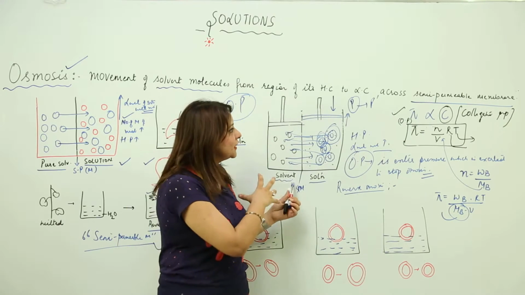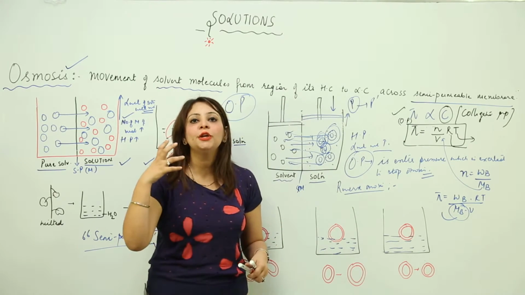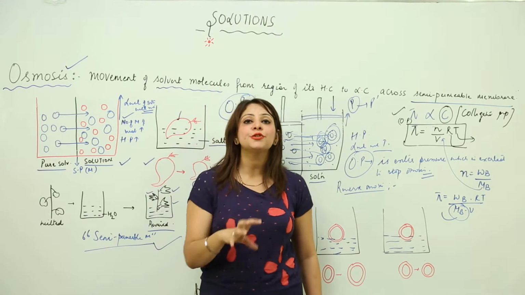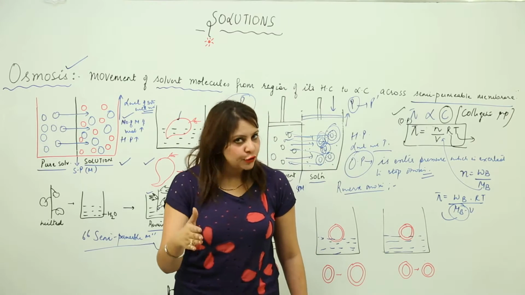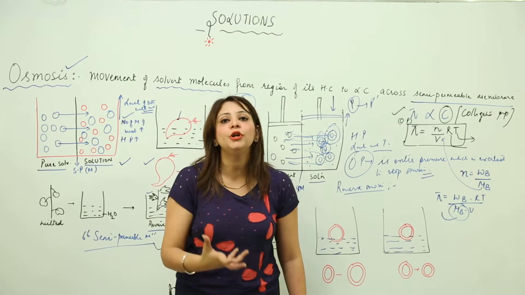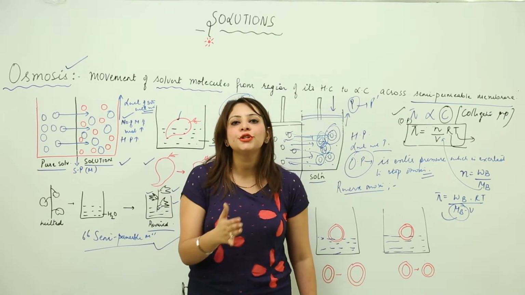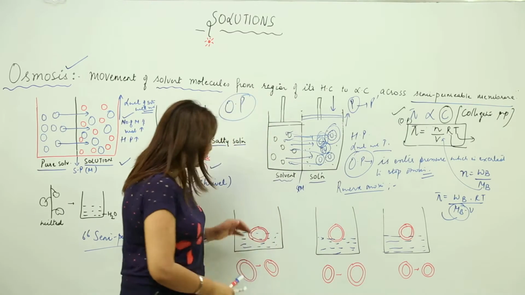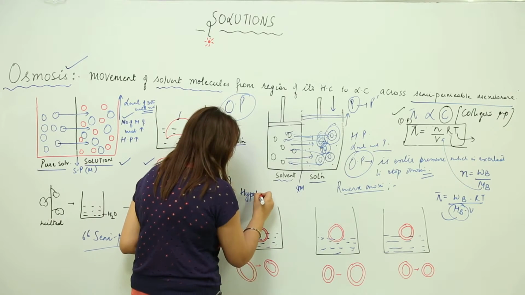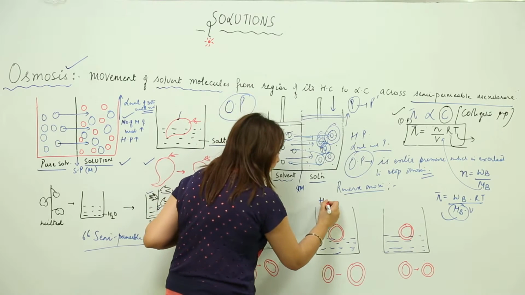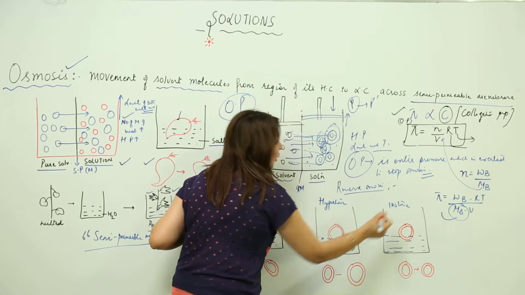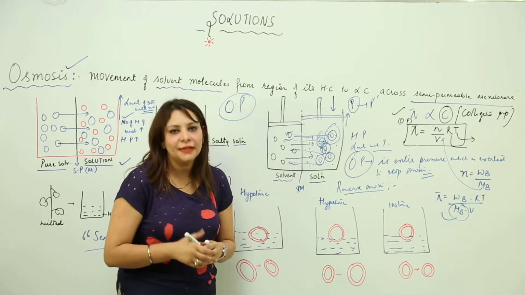As we have just done with osmosis, I just want to make you familiar with the types of solutions. Depending upon the concentration of solute, that is how much solute is present, we divide the solution into three categories. One is the hypotonic solution, other is the hypertonic, and the other one is isotonic. It is just depending upon the number of the solute particles present.